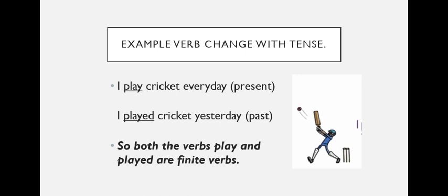As we see the two verbs, play and played, the verb is changing as per the tense, depending on the time of the action. If the action is happening in the present time, then we can use play, and if the action is taking place in the past tense, then we can change it to played. So we can see this change. Hence we can say that both the verbs, play and played, are finite verbs because they change according to the tense.